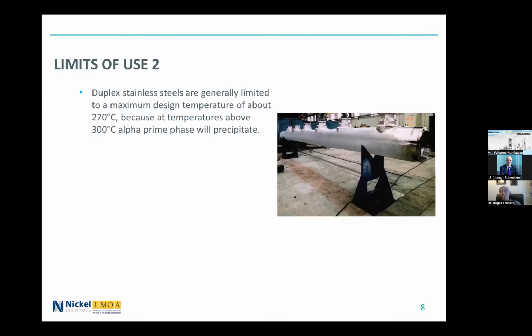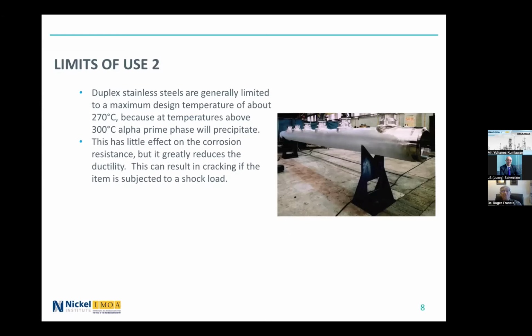If we talk about the duplex stainless steels, they're limited to a maximum design temperature of about 270 degrees centigrade, because at temperatures above 300 degrees centigrade, alpha prime phase will precipitate. Now, alpha prime has little effect on the corrosion resistance, but it greatly reduces ductility, and this can result in cracking if the item is then subjected to a shock load.